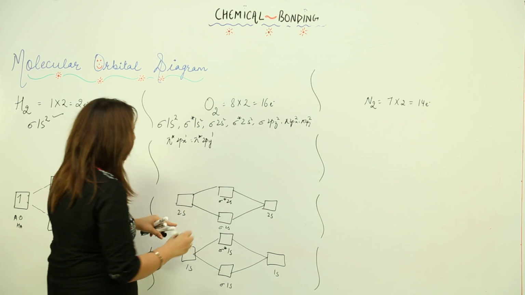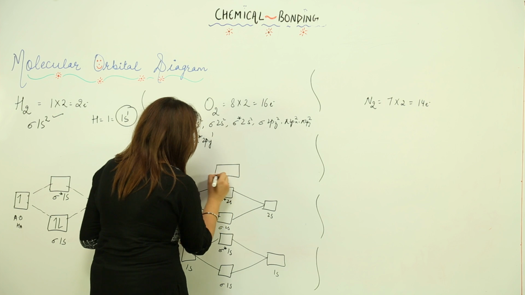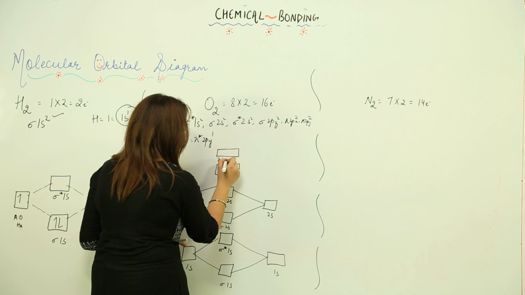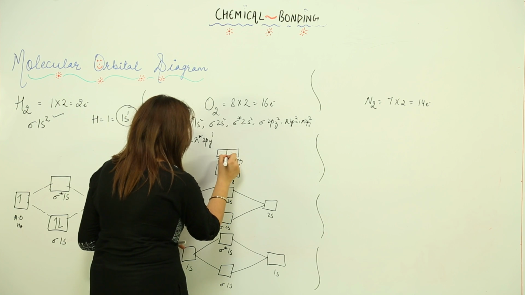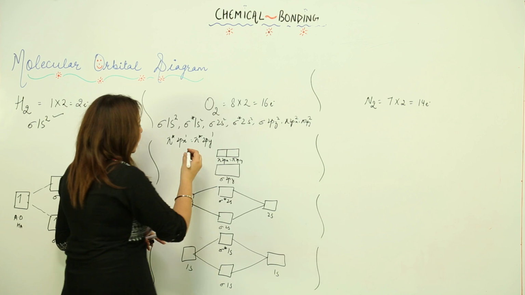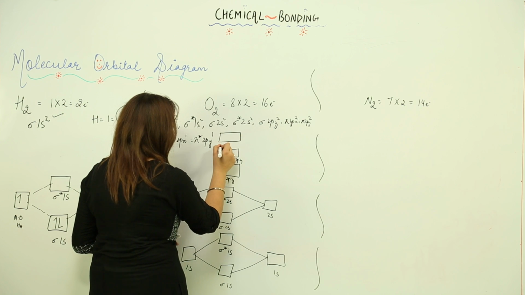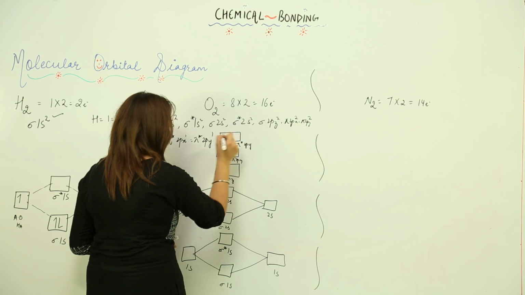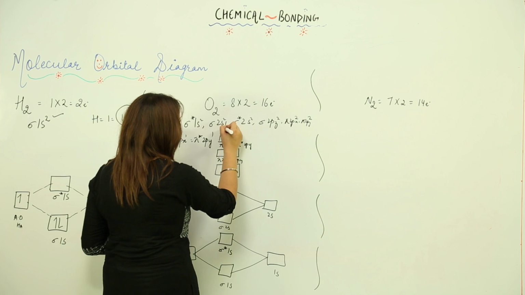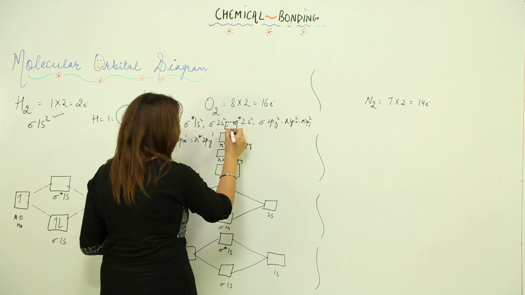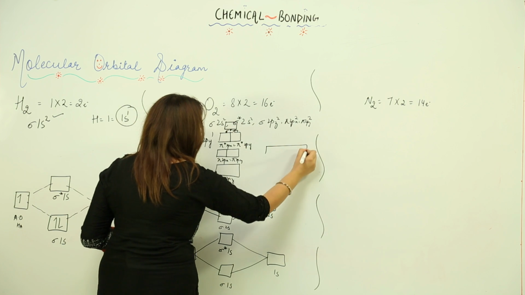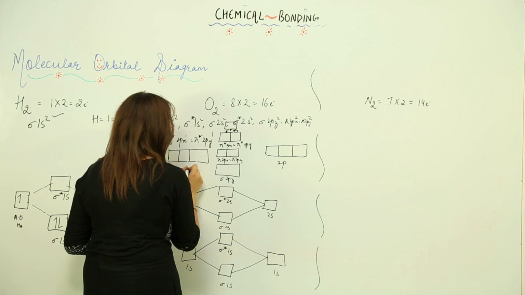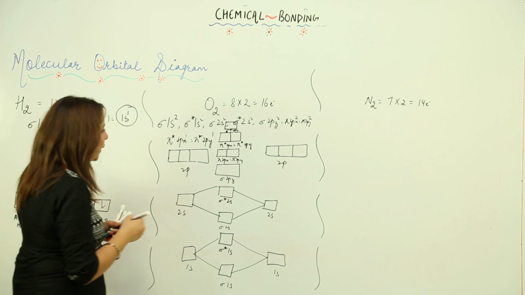Now I have the 2pz also. So let us draw 2pz. Sigma 2pz, pi 2px is equal to pi 2py. So I need to divide into 2 parts because they possess the same energy. Then I have again anti-bonding pi star 2px is equal to pi star 2py. I need to draw like this. And I can also write sigma star 2pz, and this is my atomic orbital for the oxygen atom, that is my 2p. So this is how you need to draw. I will just join it again.